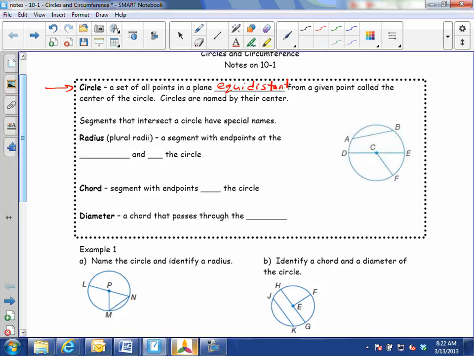Anyway, so circle. Set of all points equal to a given point. This given point is called the center of the circle. The circles are named by their center. In other words, if I was looking at this circle, what would I name it? Circle C. Circle C, because the center is C. Pretty easy. Okay? So segments that intersect a circle have special names.